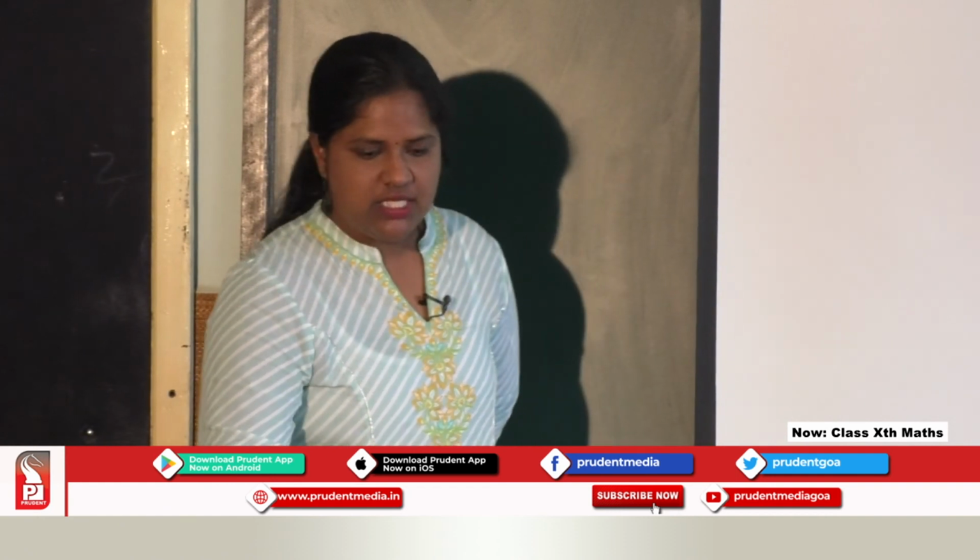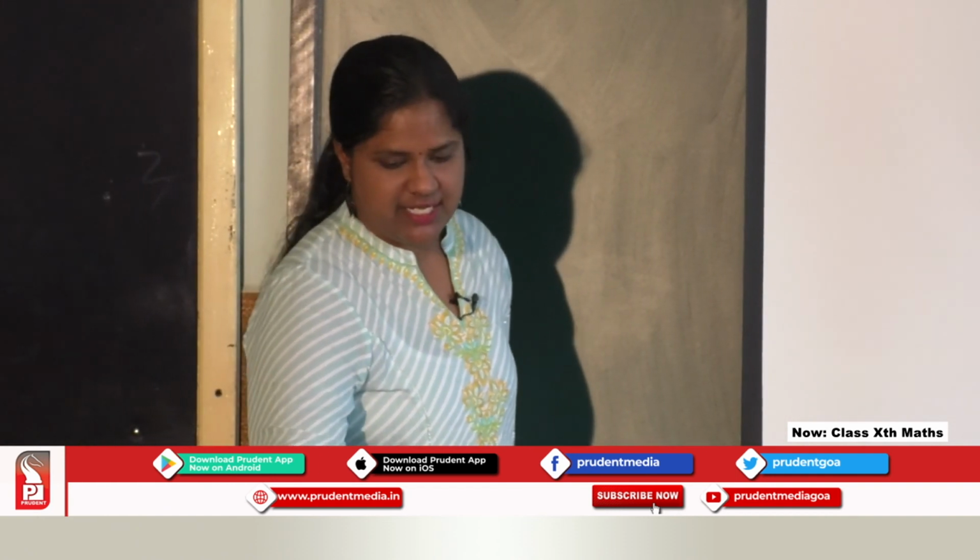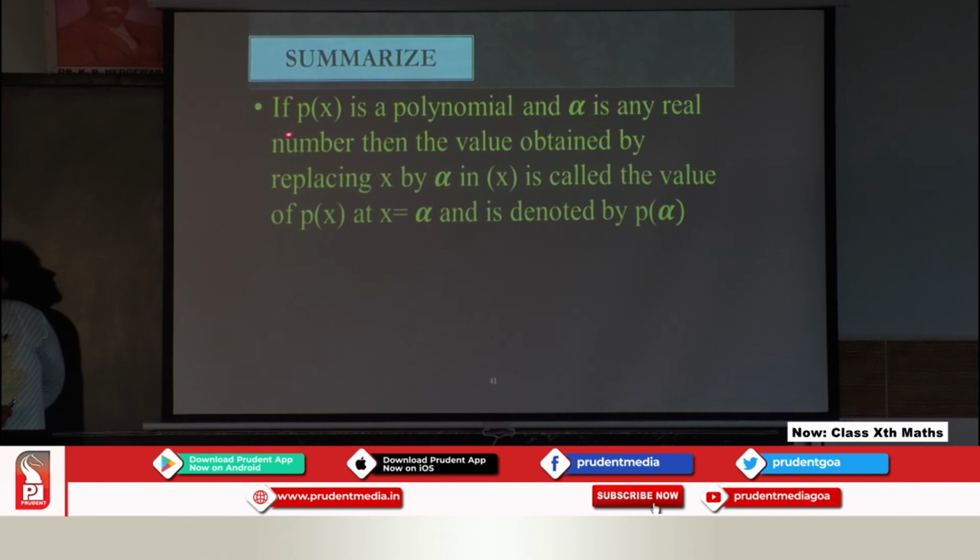Okay? The first point which we have learnt is, if p of x is a polynomial and alpha is any real number, then the value obtained by replacing x by alpha in p of x is called the value of p of x at x equal to alpha, and it is denoted by p of alpha.